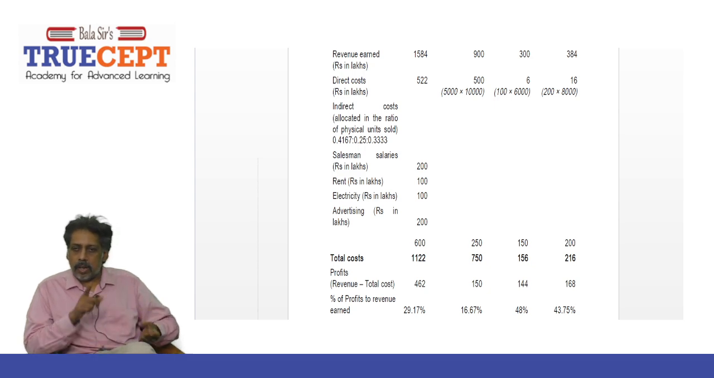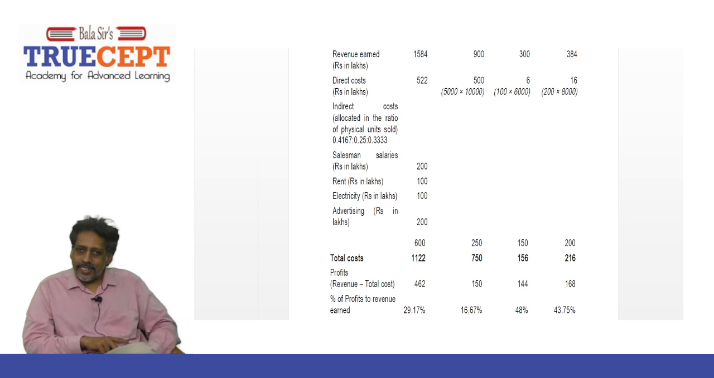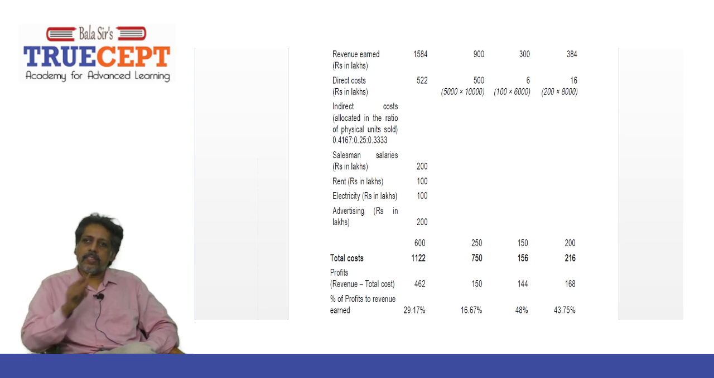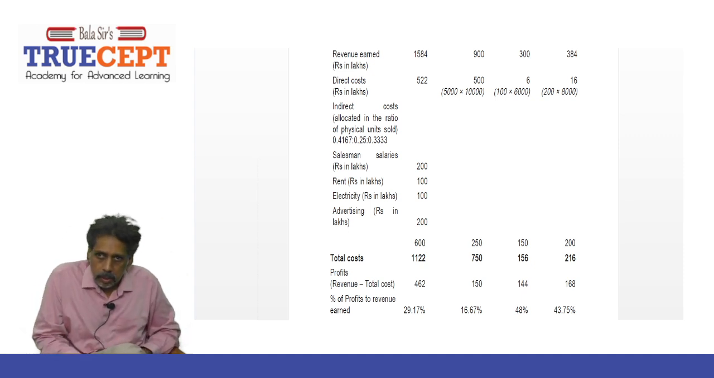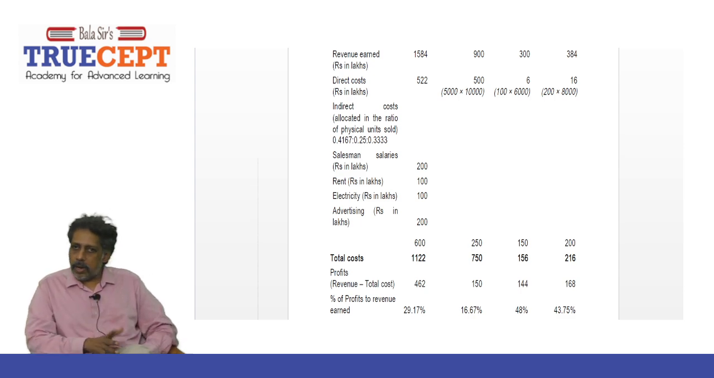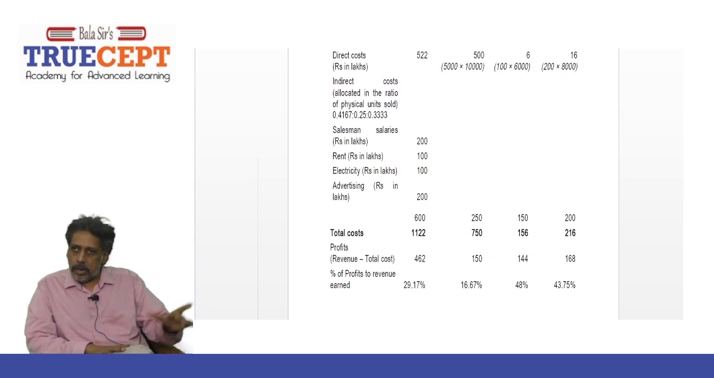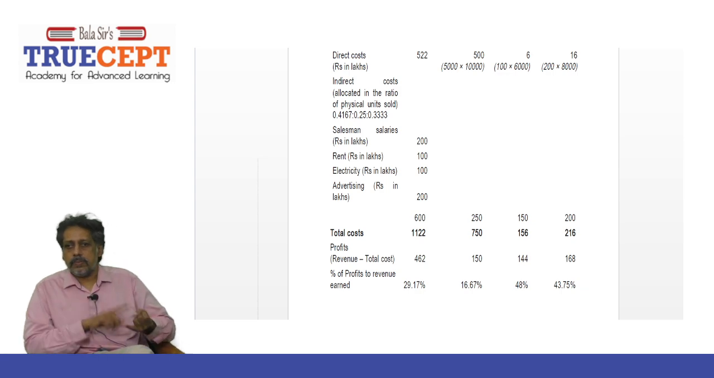Now how much do you get for car? The unit ratio is 0.4167, which is 10,000 divided by the total, 24,000. Then 0.25 and 0.3333. So you can take 0.4167 into 600. Taking the 10 is to 6 is to 8 ratio, we'll get the same number. You can do 10 divided by 24 into 600, and you will get 250. Then 150 and then 200.